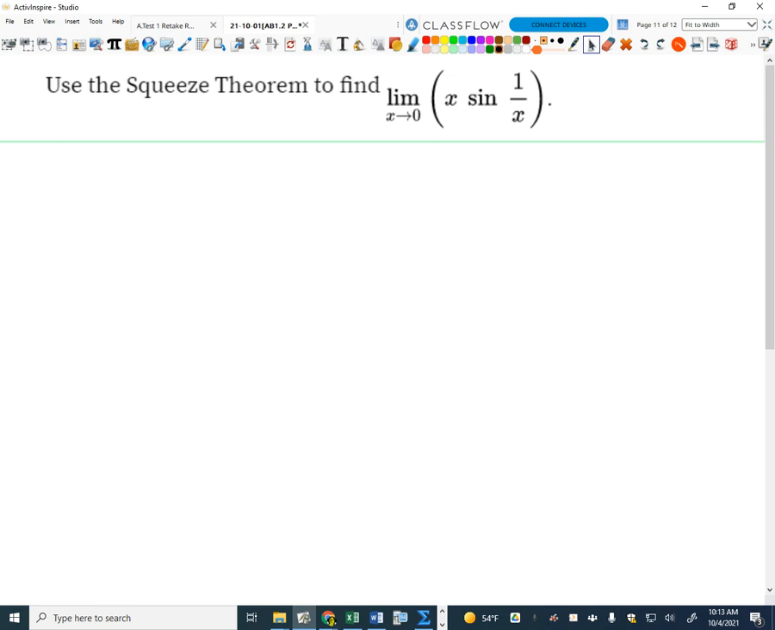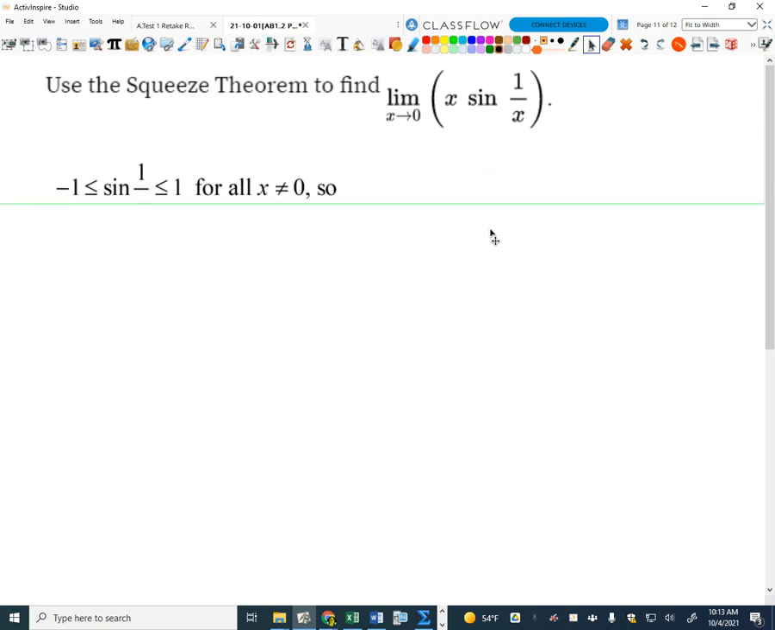Okay, so we might start with just this sine part, right? Because we know that sine of anything is going to be bracketed between -1 and 1. And that gives us a good place to start because it allows us to create some expression that's trapped between a lower and an upper value. It starts to look a little bit more like the Squeeze theorem.